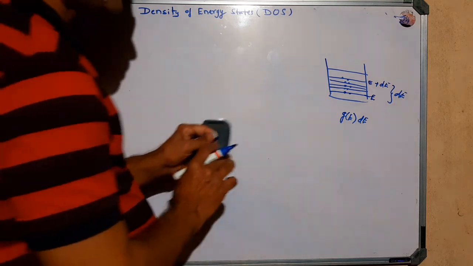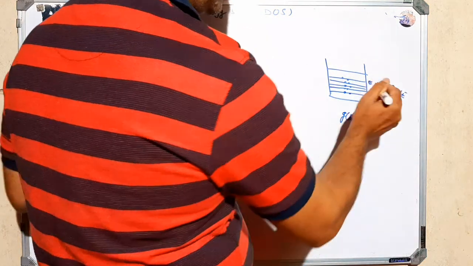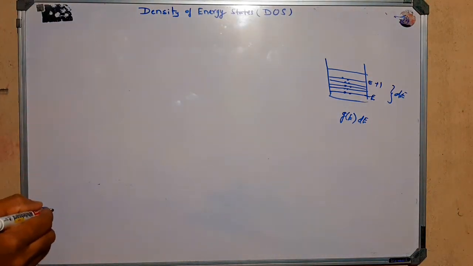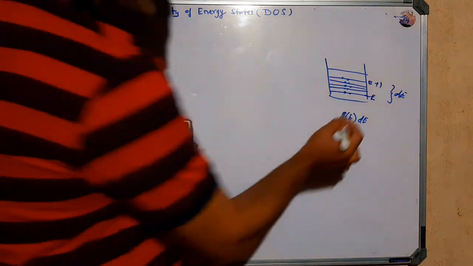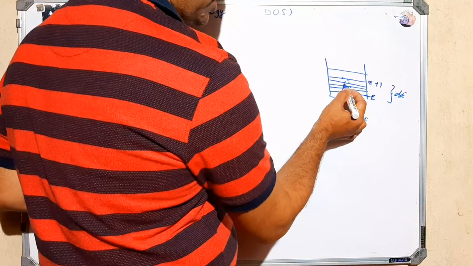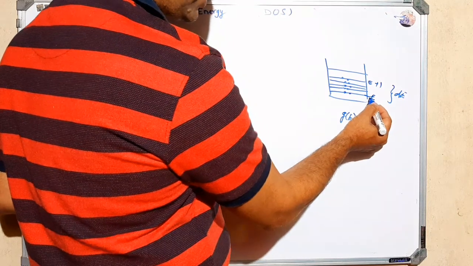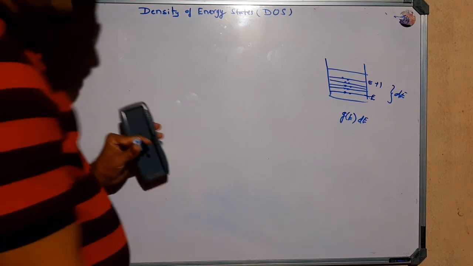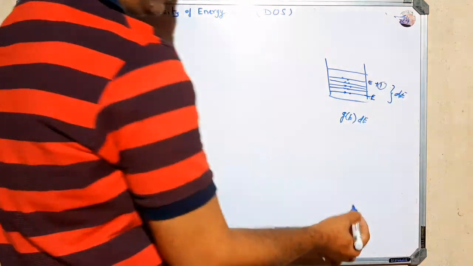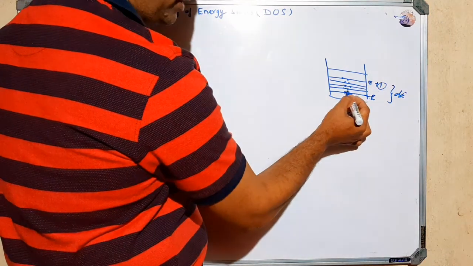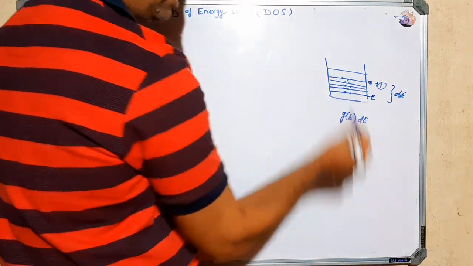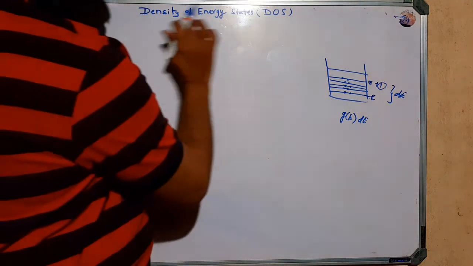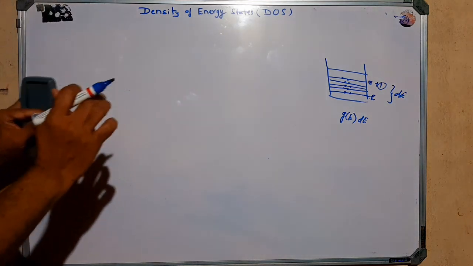Suppose dE is equal to 1, that is between E and E plus 1. What is the number of available energy states between the energy levels E and E plus 1? So the energy range is unity. In a unit energy range, how many quantum states are available for the occupation of electrons? That is called density of energy states, or DOS.